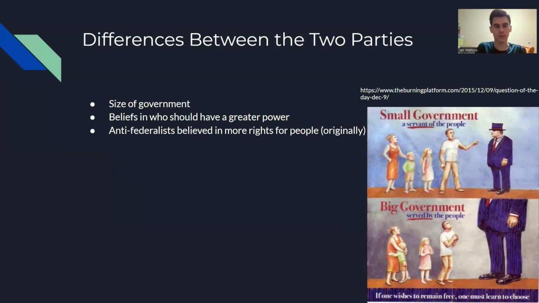So the differences between the two parties, you had size of government. That was a really big, right in the face one. So you had your Federalists, really big government, lots of power to the government, and then you had your Anti-Federalists, who wanted a smaller government, more power to the people. So you also had beliefs in who should have greater power. All right, I just talked about that. The Federalists wanted more power to the government, less power to the people.